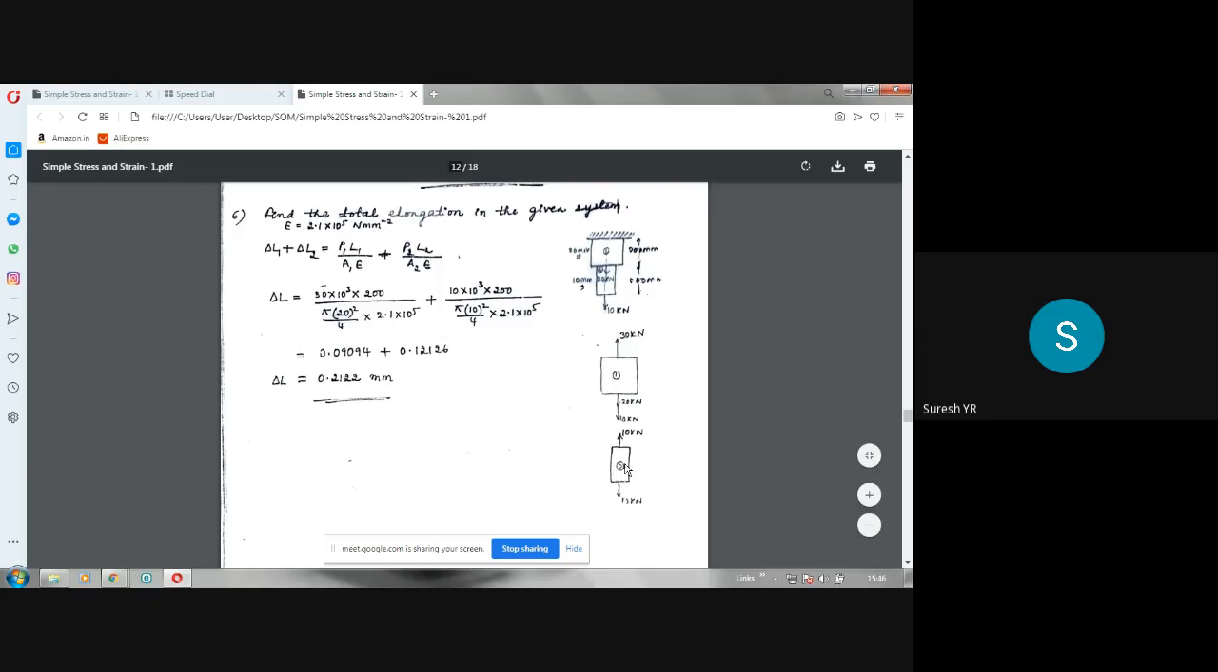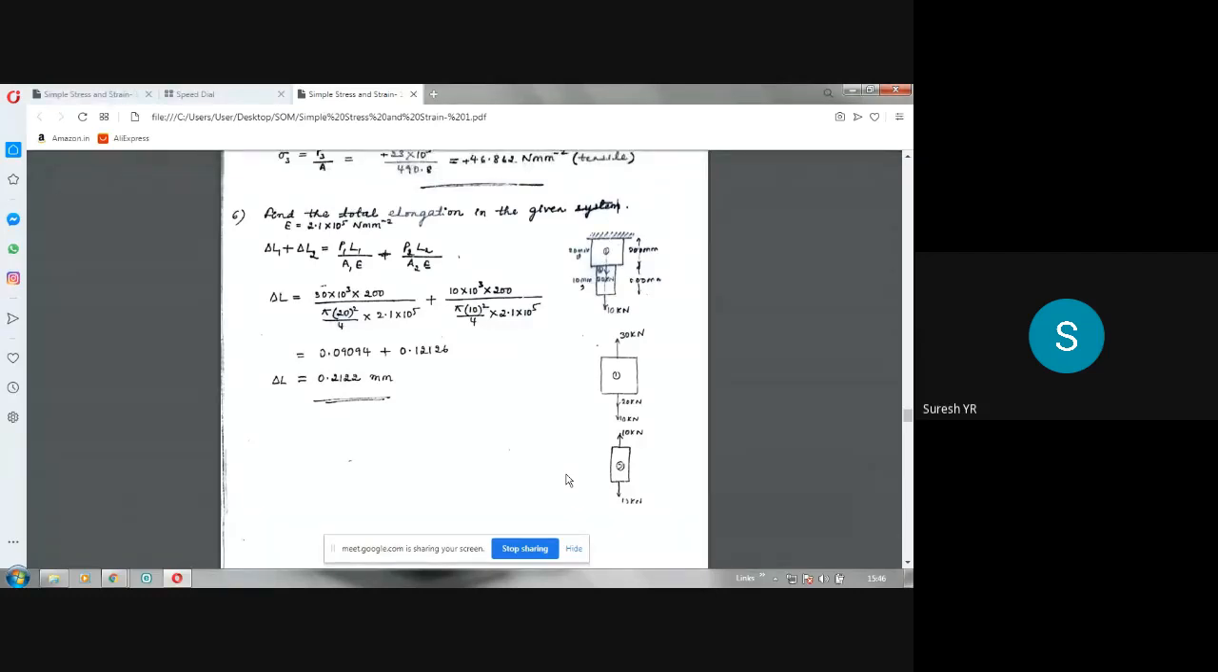Whereas sigma 2, the stress in the second one, is also tensile because a tensile force is acting. 10 kilonewton is the force, so P2 by A, where P2 is 10. So 10 into 10 power 3 in newtons divided by area, pi into 10 square by 4. If you simplify that, you will get the values of stresses. Both are tensile stresses in Newton per mm square. That is why the kilonewton should be converted to newtons. So that is about stresses.